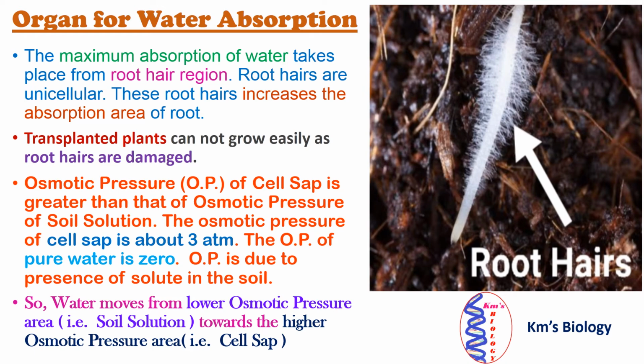The osmotic pressure of cell sap is greater than the osmotic pressure of soil solution. The osmotic pressure of cell sap is about 3 atmospheres. The osmotic pressure of pure water is 0, and osmotic pressure is due to the presence of solute in the soil. So water moves from the lower osmotic pressure area, that means soil solution, towards the higher osmotic pressure area, that means cell sap.